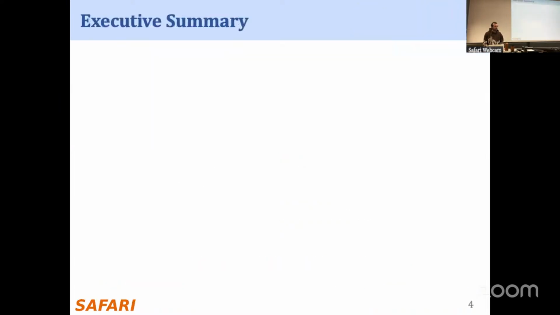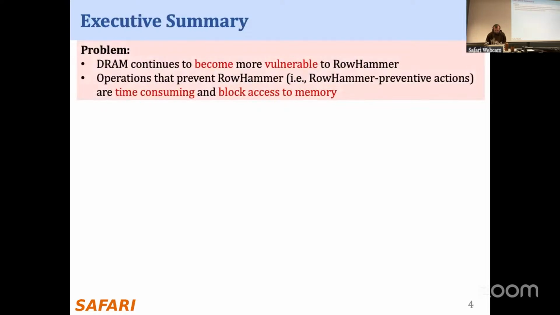Here's an executive summary of my talk. The problem is DRAM continues to become more vulnerable to RowHammer, and operations that prevent RowHammer, which we call RowHammer preventive actions, are time-consuming and they block access to main memory.